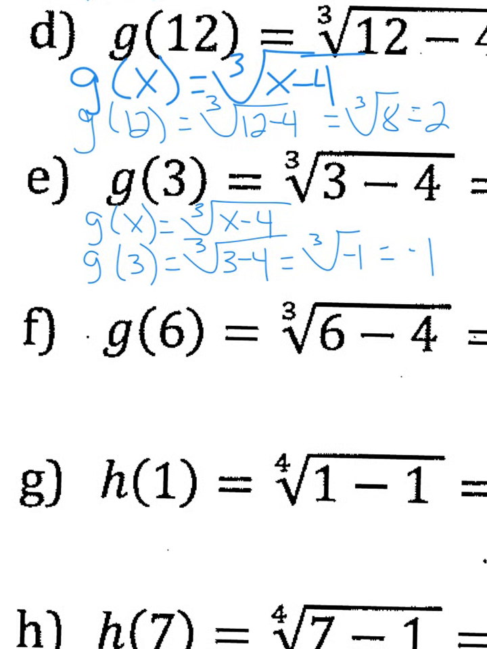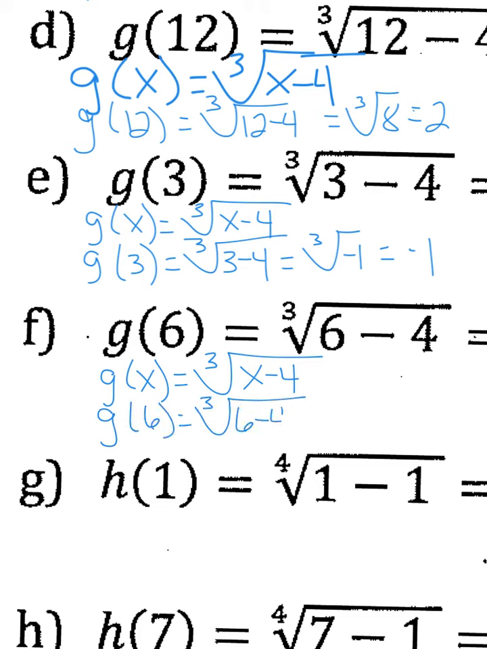I'm going to find g of 6. So I'm going to write the g of x function again. G of x equals the cubed root of x minus 4. And I'm going to substitute the 6 for x. So g of 6 equals the cubed root of 6 minus 4. 6 minus 4 is 2. I can't simplify that cubed root of 2 any further, so g of 6 equals the cubed root of 2.